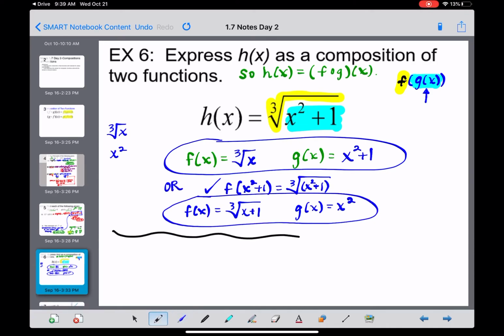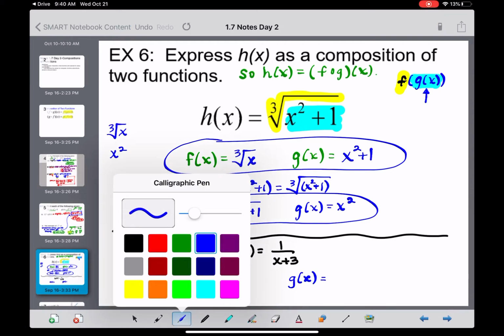Let's just try one more of these. You can squeeze this into your notes. What if I give you h of x equals 1 over x plus 3? So again, we're looking for f of x and g of x so that f of g of x is equal to h of x. So again, think of your outer shell, think of your inner shell.